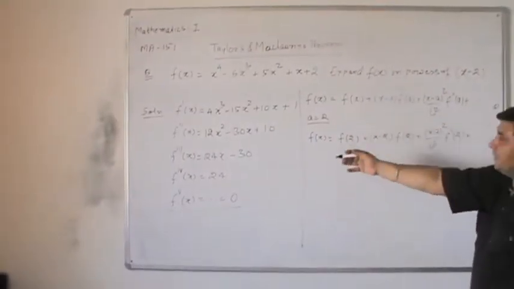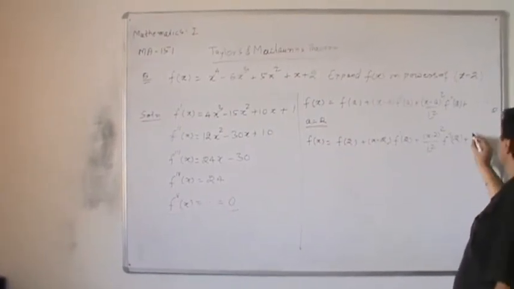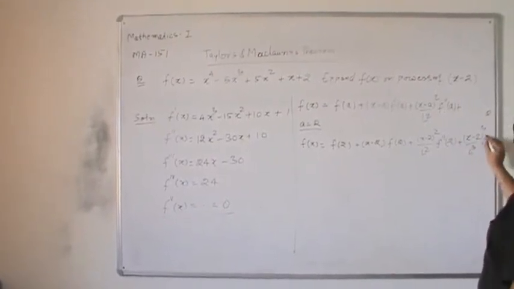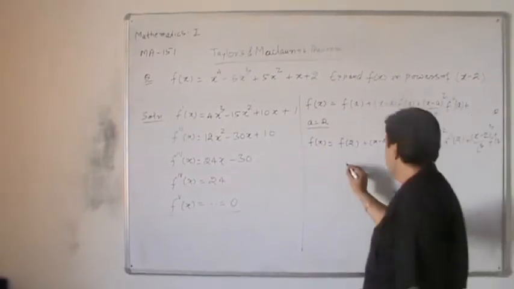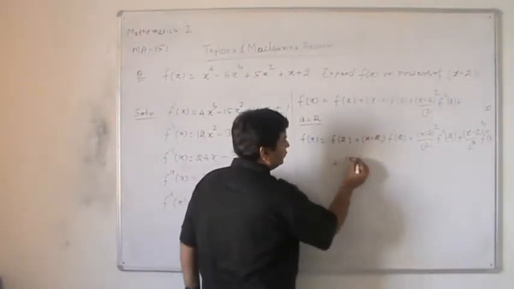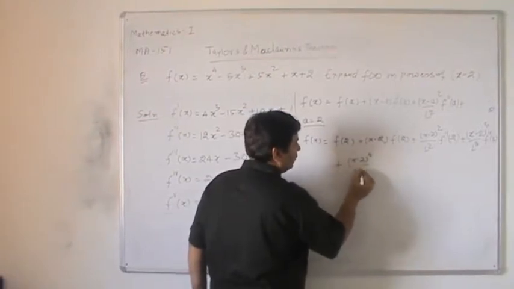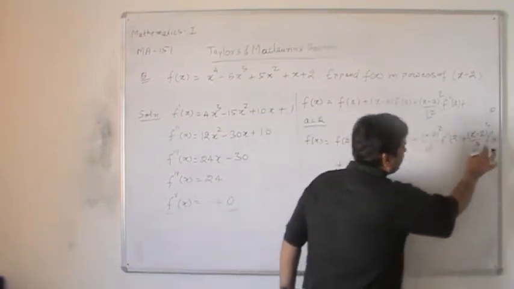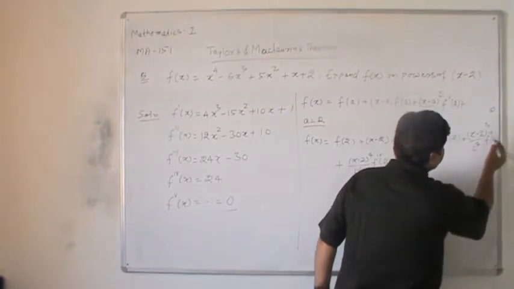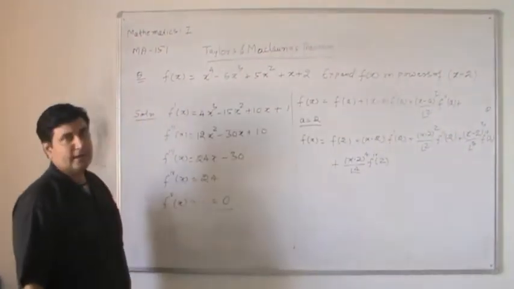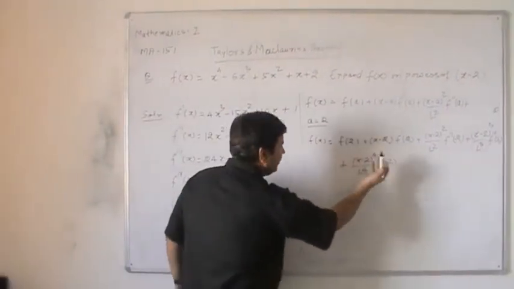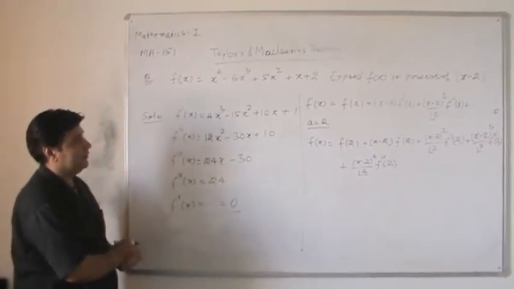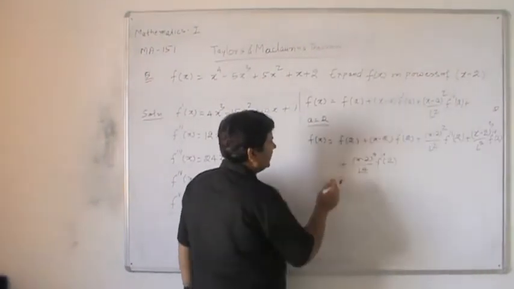plus, because we have calculated up to the fourth derivative, we can write terms up to the fourth derivative: x minus 2 cube upon factorial 3 f triple dash 2 and then x minus 2 to the power 4 upon factorial 4 and the fourth derivative at 2. So we are calculating all the derivatives at 2 only, because we want to expand it in powers of x minus 2. Now after the fourth derivative, there is no need to write further terms in this case, because we know that all the remaining derivatives will be 0. So this series will terminate here.